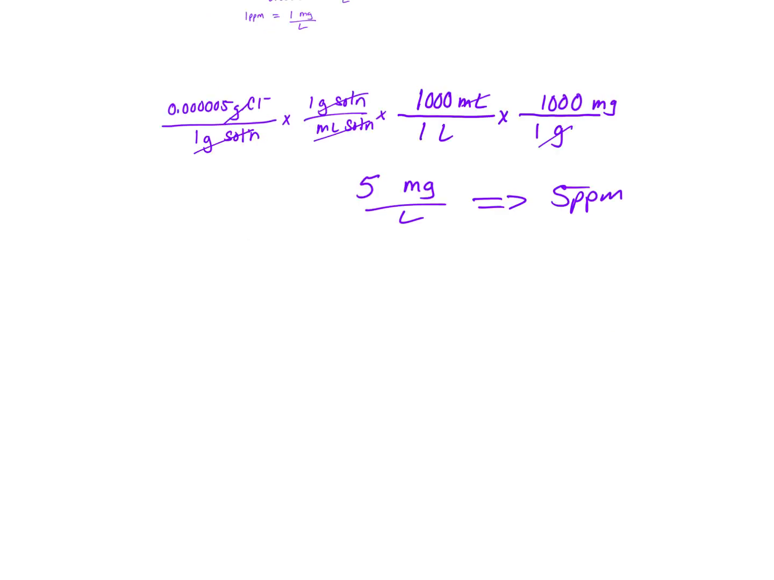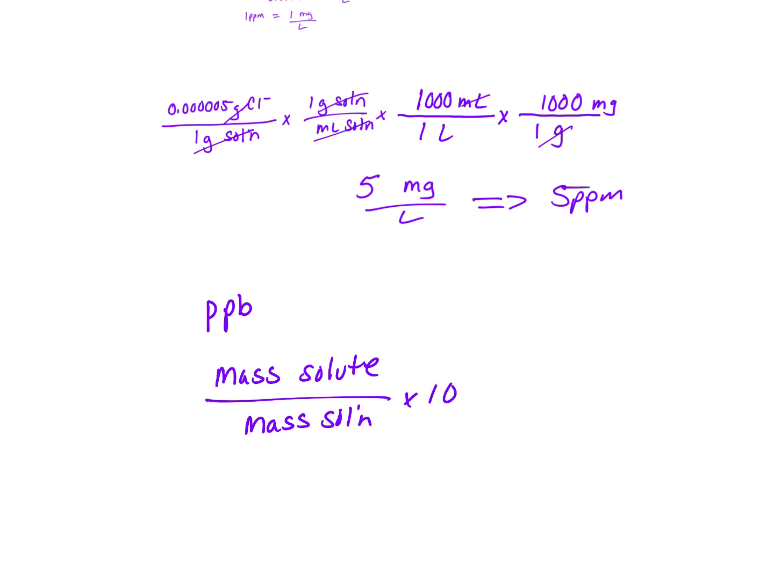We can do something similar with the parts per billion, ppb, notation, where parts per billion is the mass of solute over the mass of the solution times 10 to the 9th.